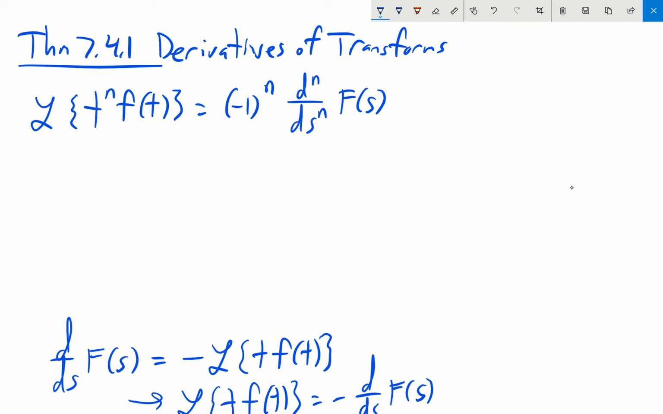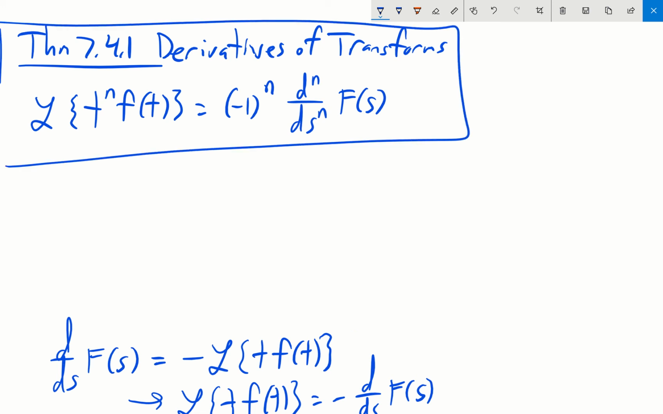Okay. So we have a nice result that tells us some of the operational properties that happen when we take nth derivatives of the Laplace transform. It also coincidentally gives us a way to find the Laplace transform of t to the n times some function f(t), which is going to be very, very useful to us moving forward. Let's take a look at an example of one of these.